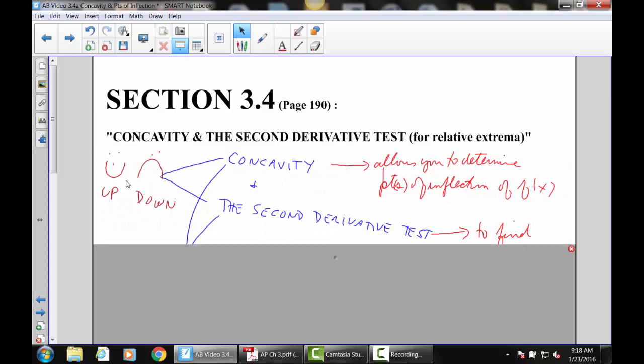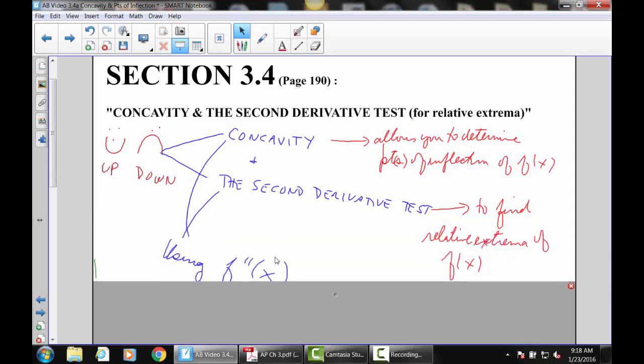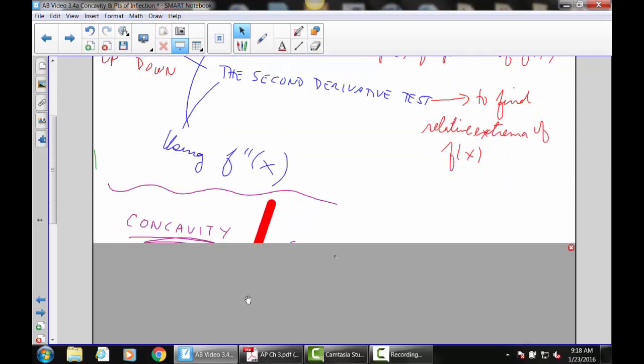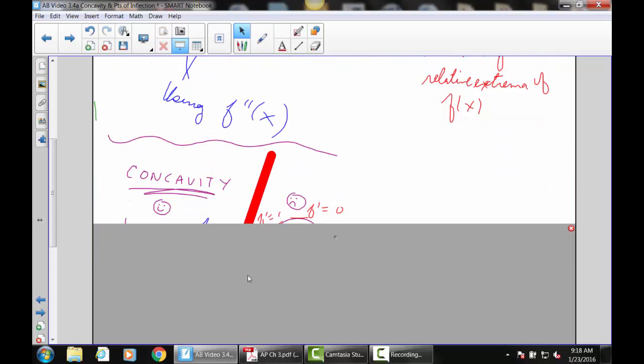A graph, or a portion of a graph, can be concave up, like a smile, or concave down. Finding out where a graph is concave up or down will allow you to determine these things called points of inflection. And then, of course, 3.4b will be the second derivative test. Both of these will use the second derivative.